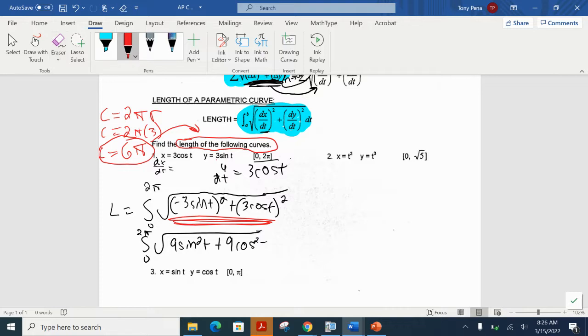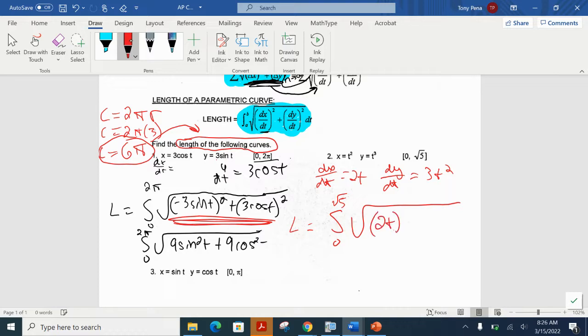If we go to number 2, same process. I need dx dt. That's going to be pretty simple, 2t. dy dt is going to be 3t squared. The length of our curve, in this case from 0 to root 5, is the square root of dx dt squared plus dy dt squared. Much like when we did the length of the curve back in the day, a number of people missed this. I mentioned how it's really common for people to forget those squares. Same here, so just be careful.